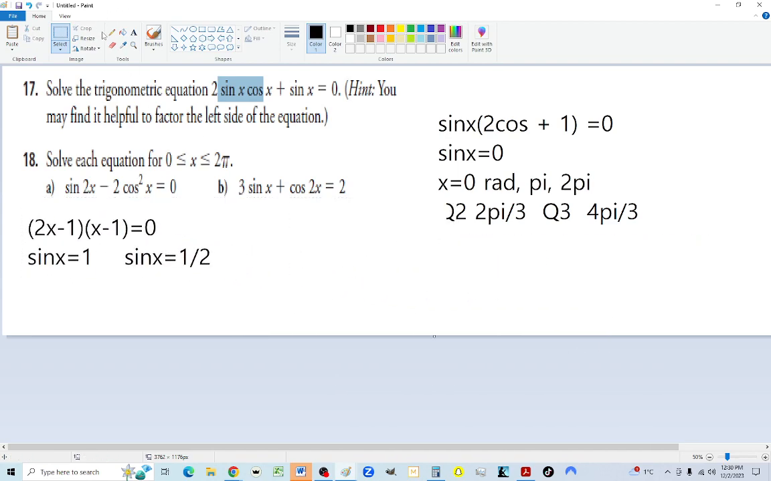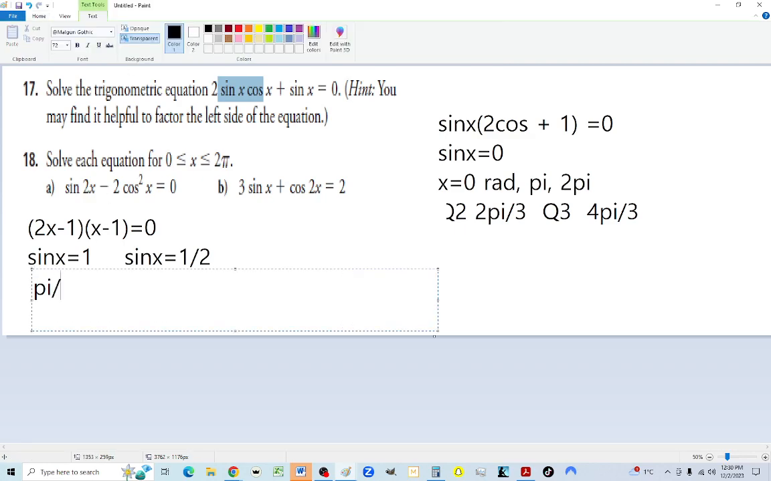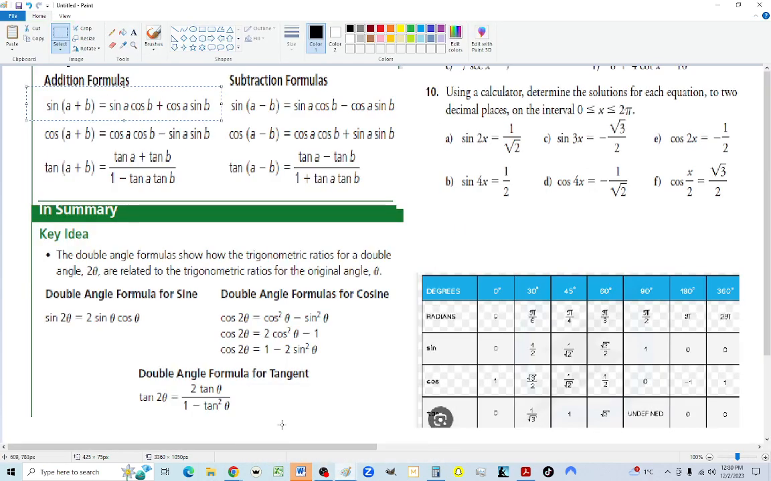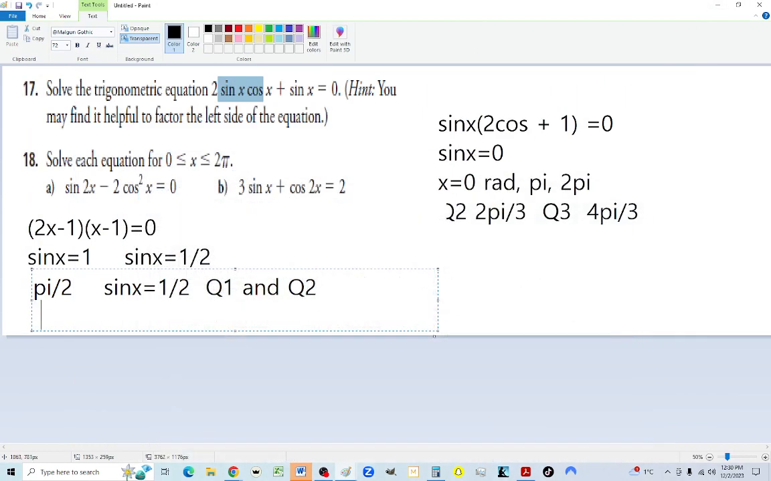Sine x is equal to 1. That's the y value, only at pi over 2. And sine x is equal to 1/2 in quadrant 1 and quadrant 2. Looking at our exact value tables, 1/2 for sine is pi over 6. So we're talking about pi over 6, and in quadrant 2, we're talking about 5 pi over 6.